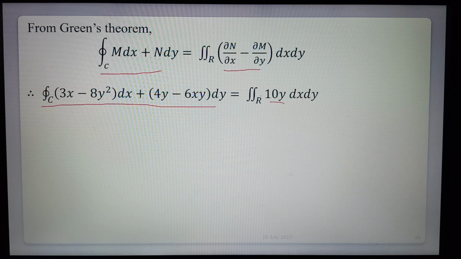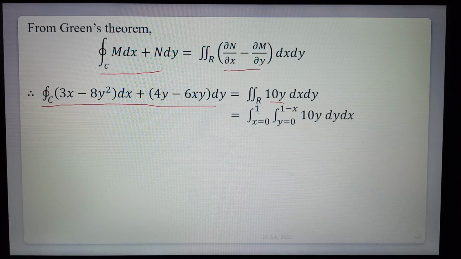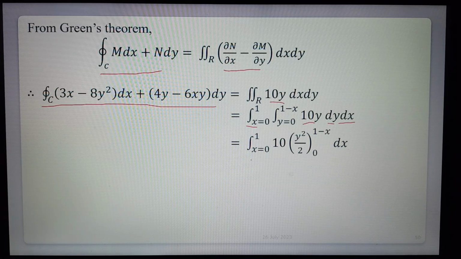In the region R, we already found the x limits and y limits, so substituting here: x is from 0 to 1, and y is from 0 to 1 minus x, of 10y dy dx. Now first integrating with respect to y: integration x from 0 to 1, 10 into the integral of y, which is y square by 2, with y limits 0 to 1 minus x. Substituting, integration x from 0 to 1, 5 into (1 minus x) whole square, with y's upper limit 1 minus x.